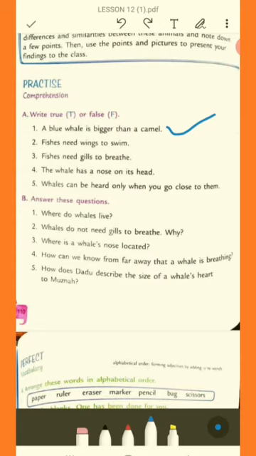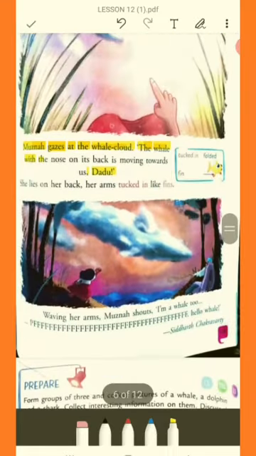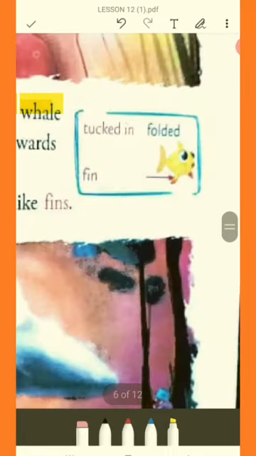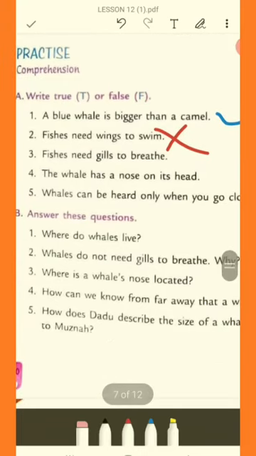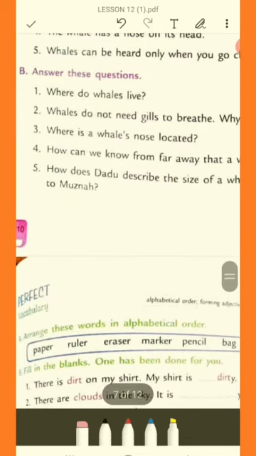Fishes need wings to swim. Is it true? No, they need what? I showed you something. What is this? Fins, right? So the answer is what? Fishes need wings to swim is wrong, right? Fishes need gills to breathe. Is it true or false? It's true. Do the rest on your own, children. It's very simple, right?